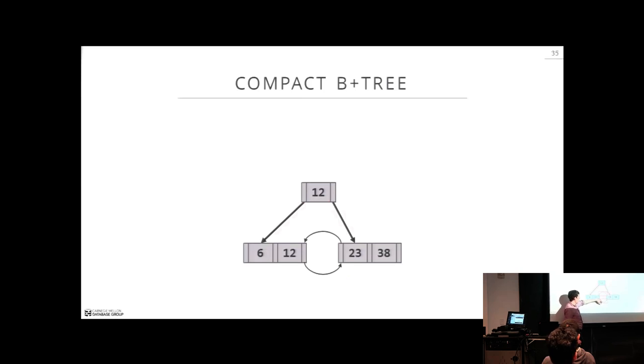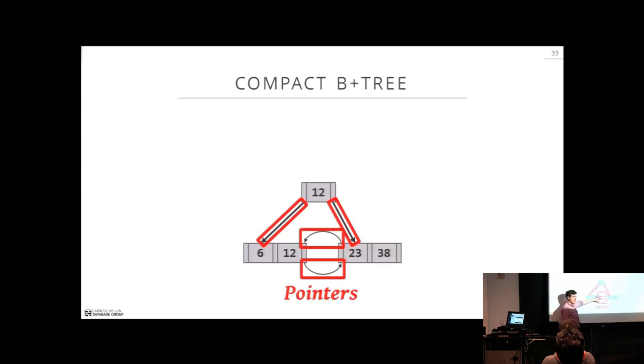Then the next piece is that we have all these pointers here. It's a B plus tree, so we have pointers to go back and forth along the leaf nodes, and then we have pointers from the root node to get down to the leaves here. But again, we're static.